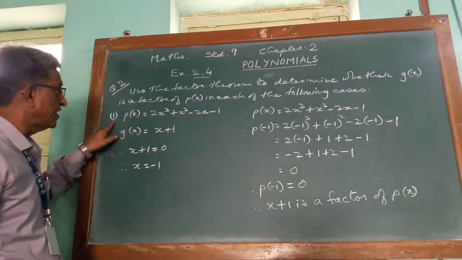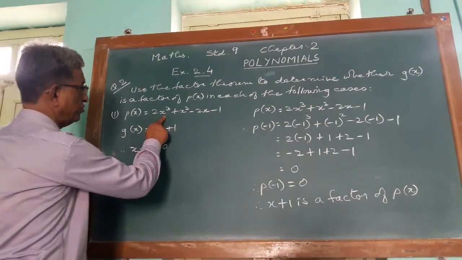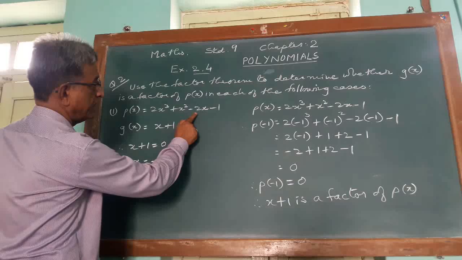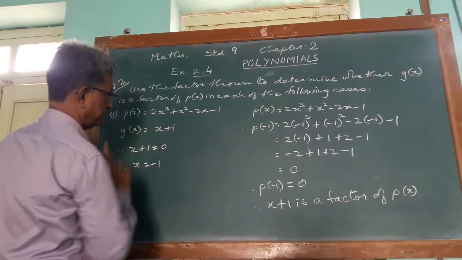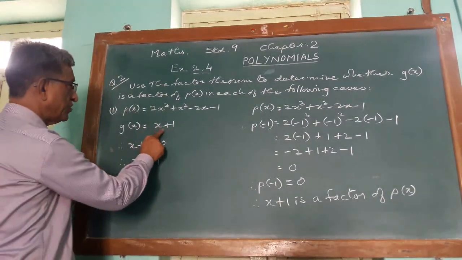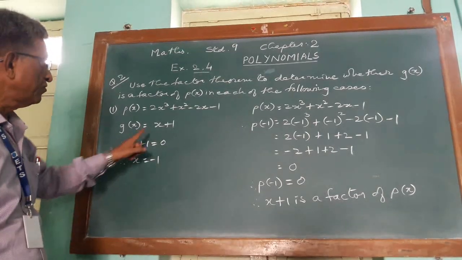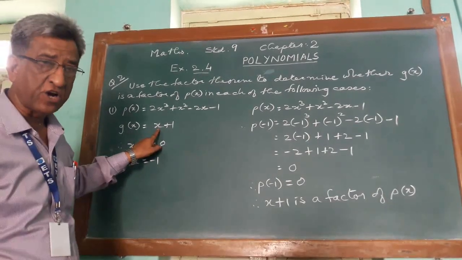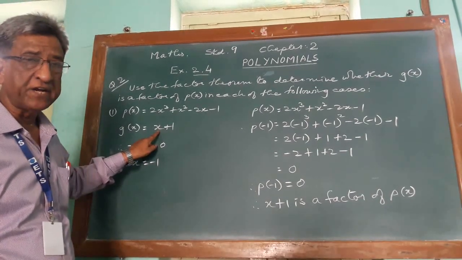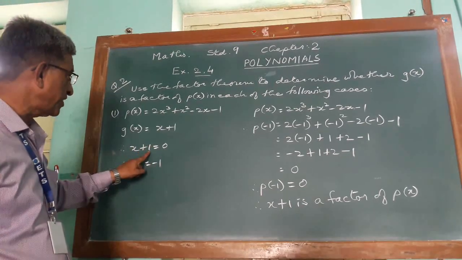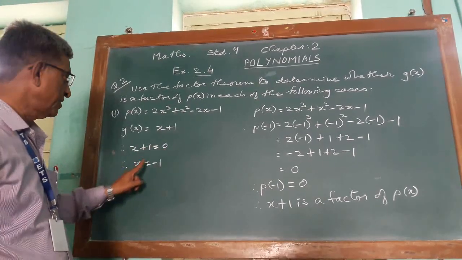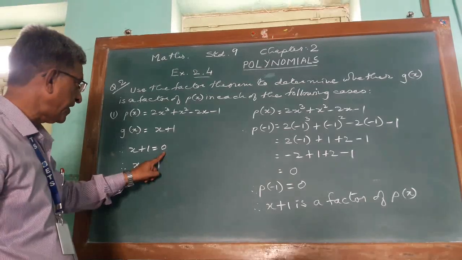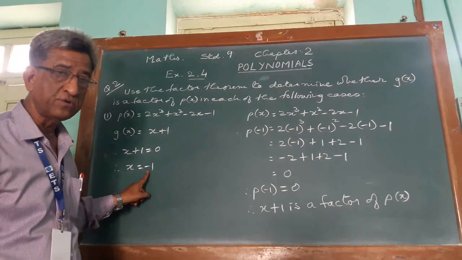So in question 1, p(x) is equal to 2x cube plus x square minus 2x minus 1. g(x) is equal to x plus 1. Now you have to find out whether it is a factor or not. So you have to take it equal to 0. So x plus 1 equal to 0. Take 1 on the other side. x is equal to minus 1.